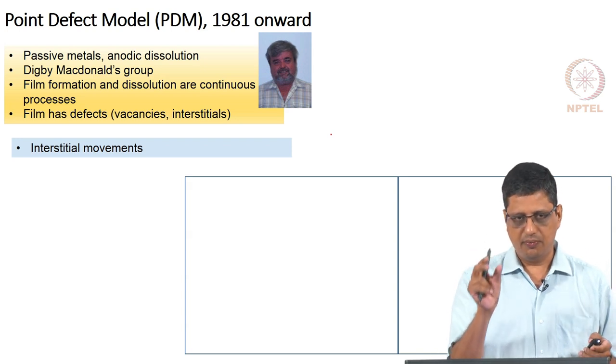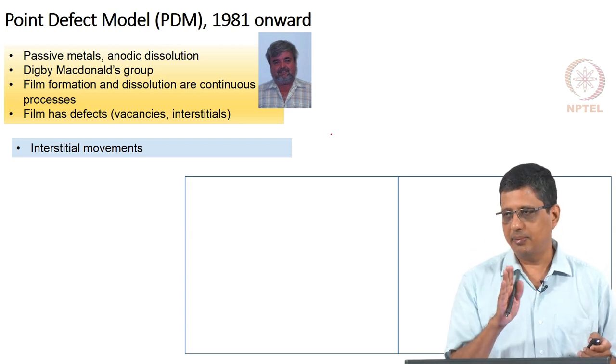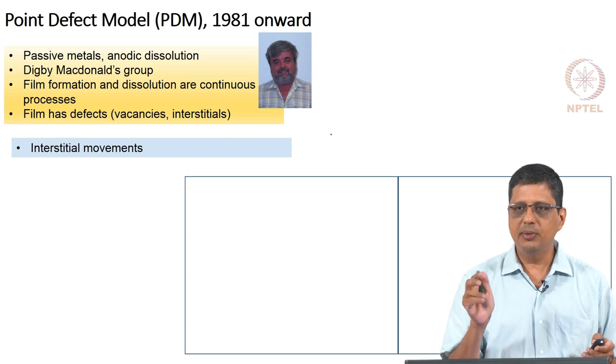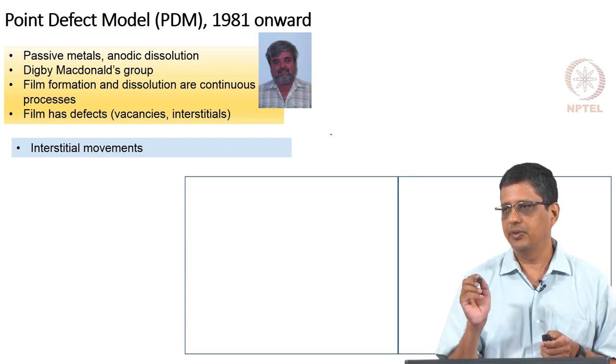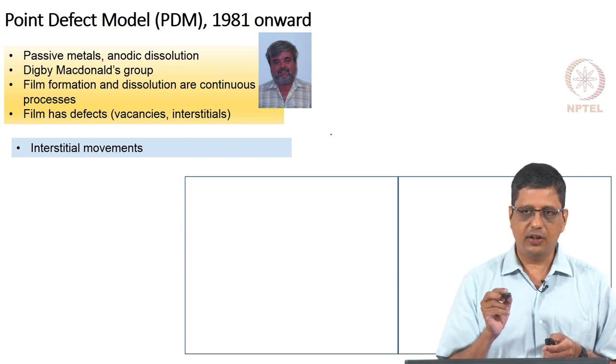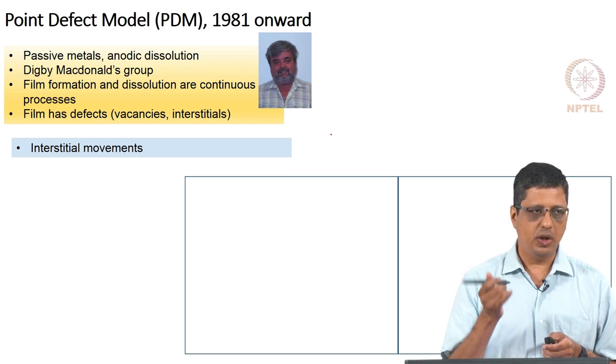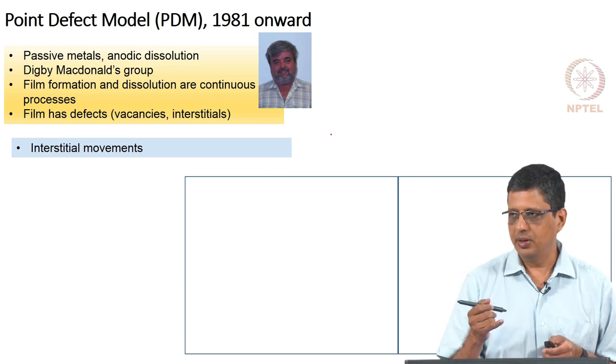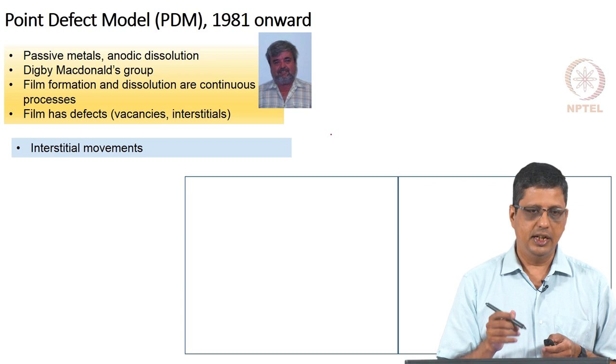the film which is present. On one side you have a metal, another side you have electrolyte. The film is not a proper crystal. In general it is amorphous, or it can be many small crystals, polycrystalline. It will have a lot of defects. Defects means one possibility is vacancy, another is interstitial.